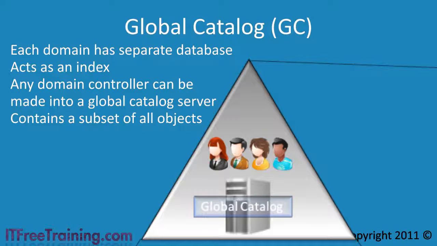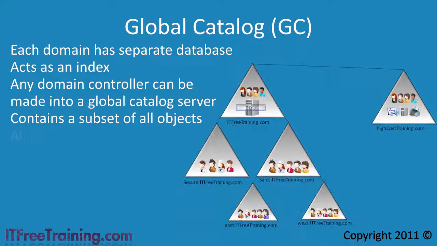Just like an index in the library contains key information such as the title of each book and the authors, the global catalog server contains key information about every object in the forest. Having global catalog servers, or GCs, means users in different domains can run queries on the GCs to find any object in the forest.